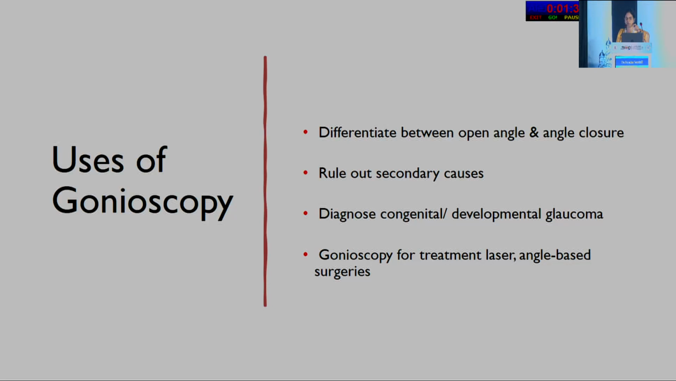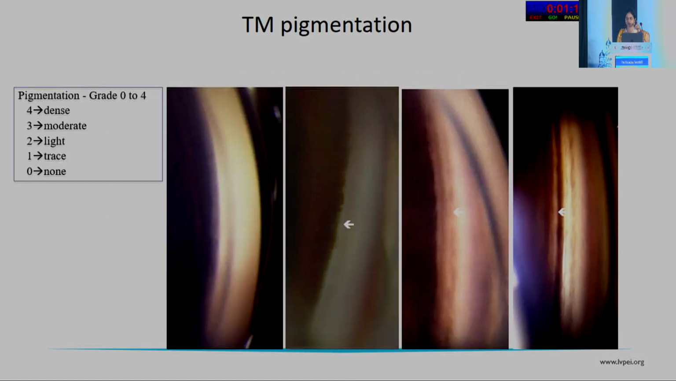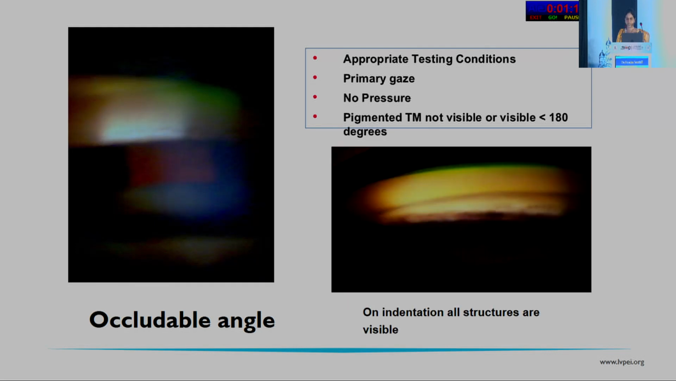So where do you do it? In all those who have glaucoma or those who have a suspicion of glaucoma, it needs to be done and also repeated in between whenever they come back, at least once a year or every time they have an elevated intraocular pressure. Understand what the normal structures are so that you know what the pathology looks like, and appropriate testing conditions are very important.